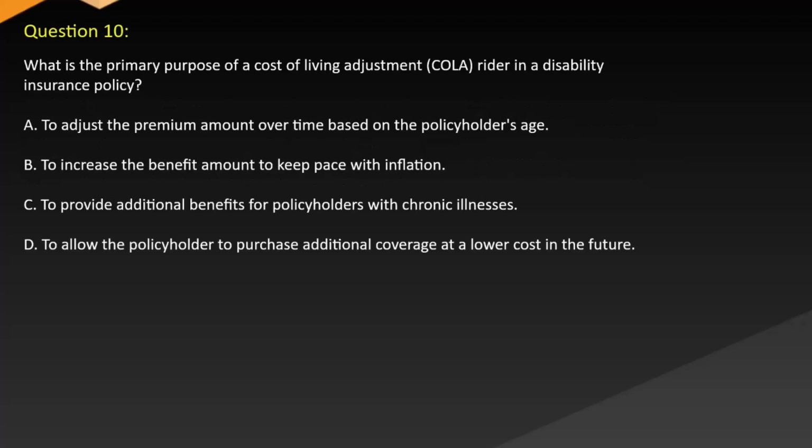Question 10. What is the primary purpose of a cost of living adjustment (COLA) rider in a disability insurance policy? A. To adjust the premium amount over time based on the policyholder's age. B. To increase the benefit amount to keep pace with inflation. C. To provide additional benefits for policyholders with chronic illnesses. D. To allow the policyholder to purchase additional coverage at a low cost in the future.